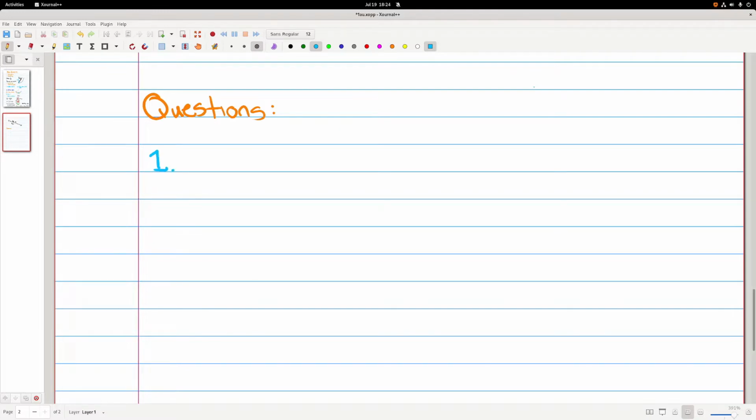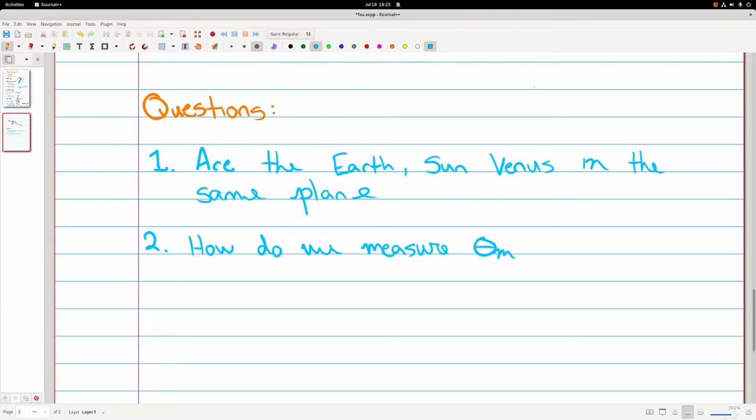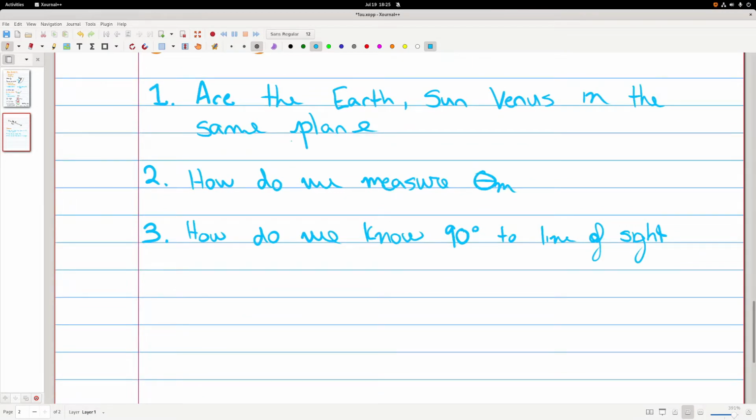So question 1. The first question we're going to answer is, are the Earth, Sun, and Venus in the same plane? Or I think specifically, are we assuming this to be true? The second question is, how do we measure theta m? And lastly, how do we know it's a 90-degree angle between our line of sight to Venus and Venus's line between itself and the sun? So let's get started with question 1.